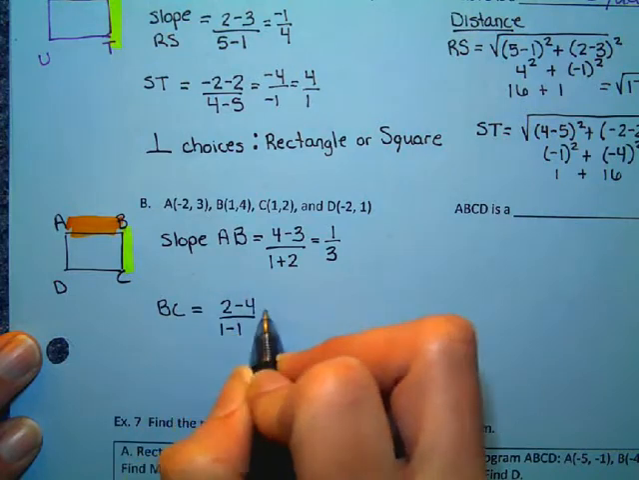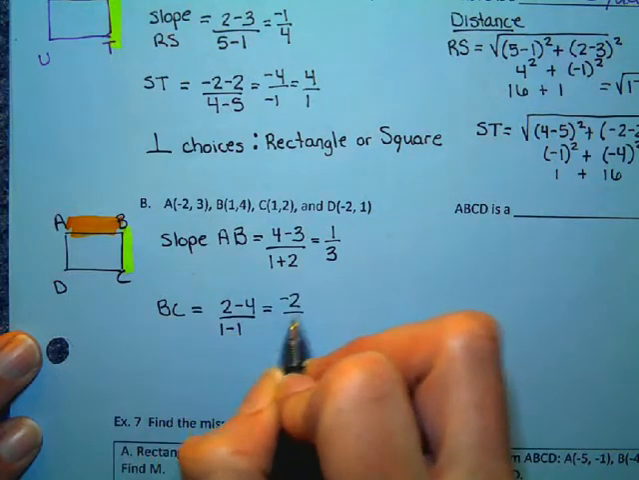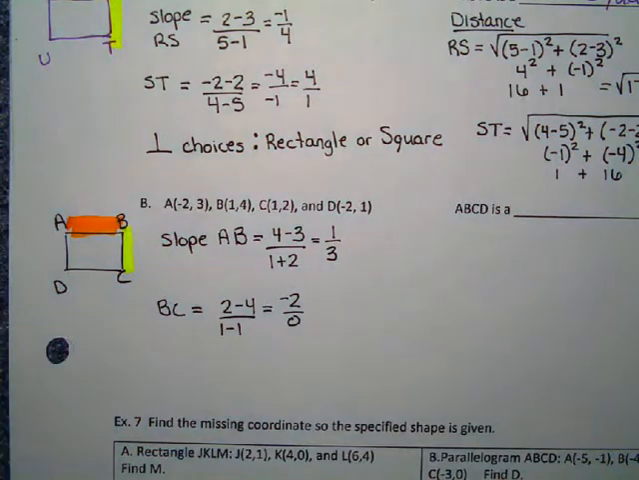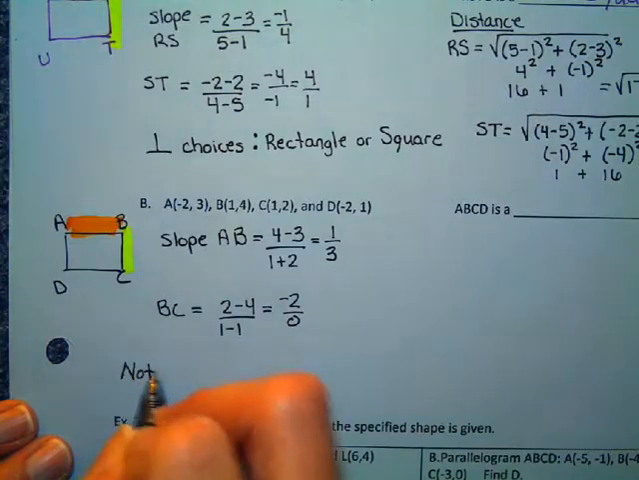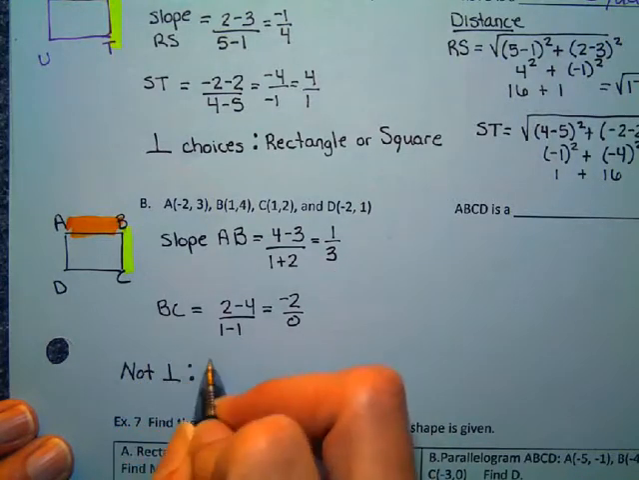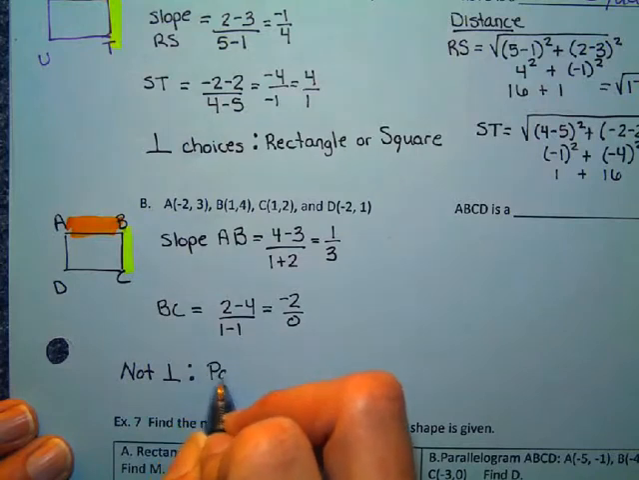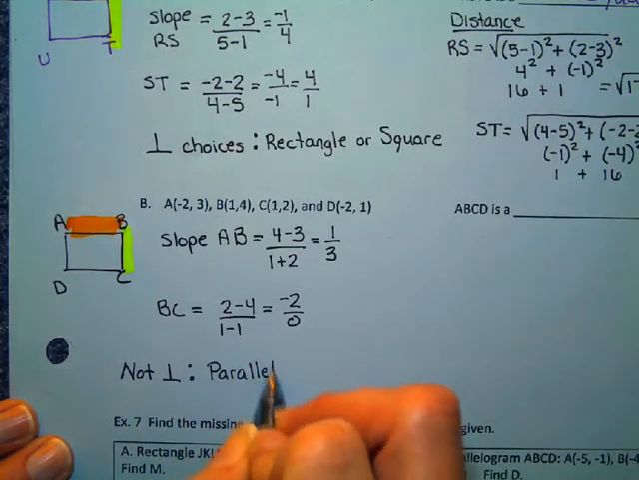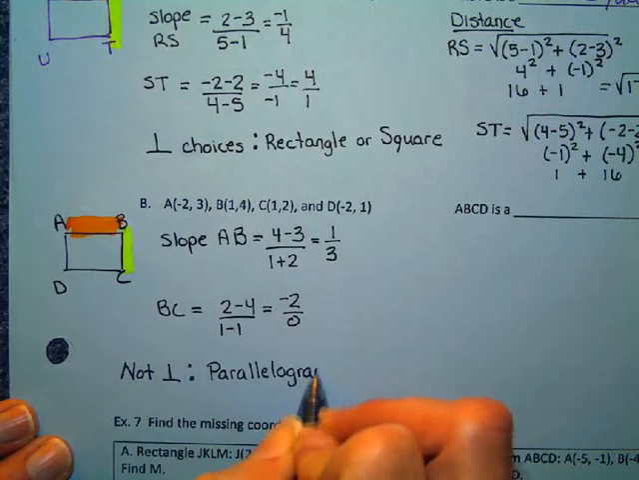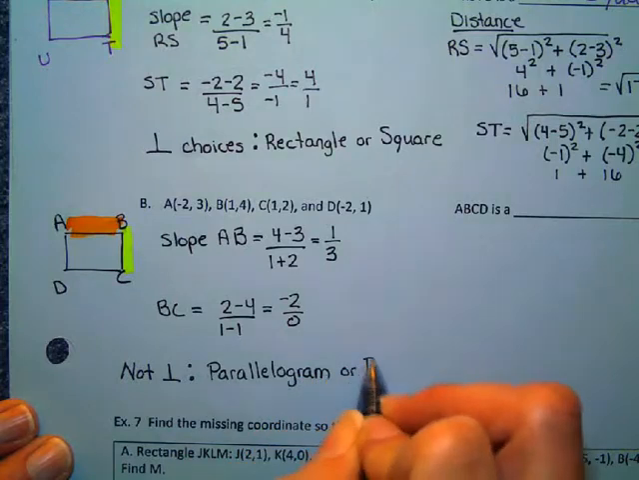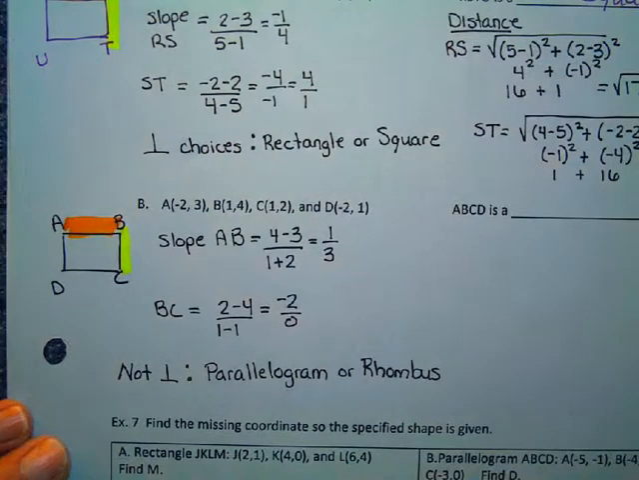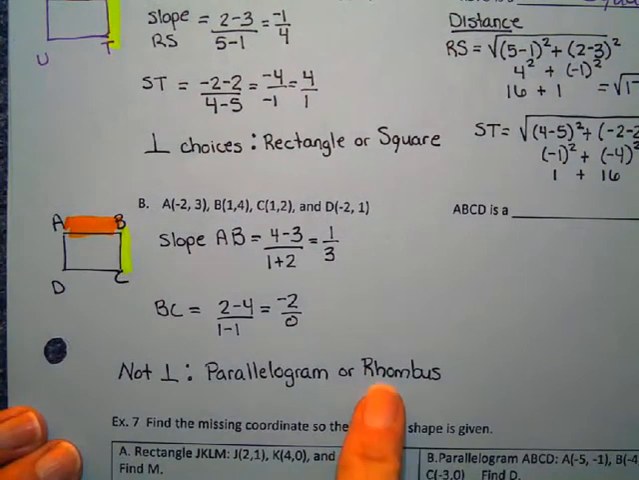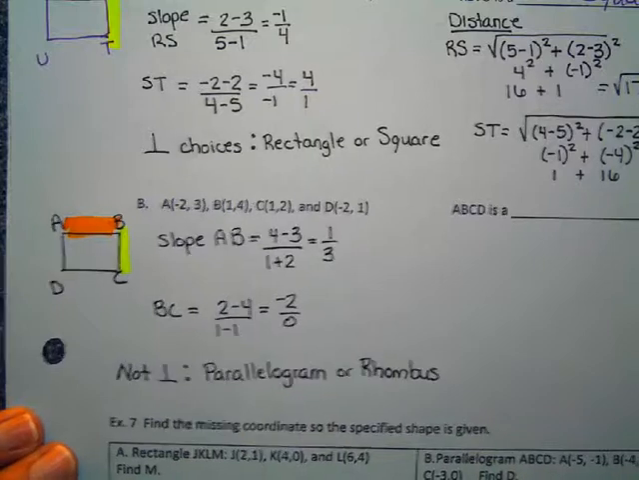Well, those clearly are not the opposite reciprocals. They are definitely not. So if they are not perpendicular, our choices are a parallelogram or a rhombus. Now to tell the difference, in a rhombus, all the sides are the same. In a parallelogram, they're not. So now we use our distance formula to figure out how long those sides are.